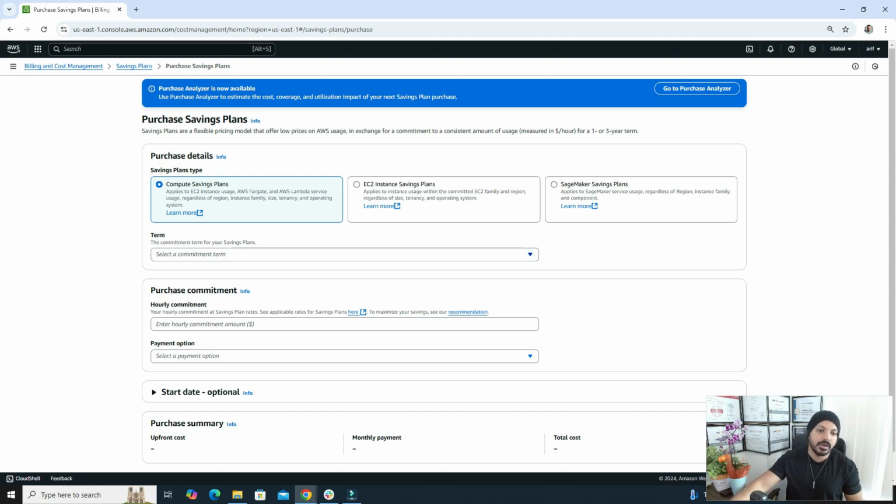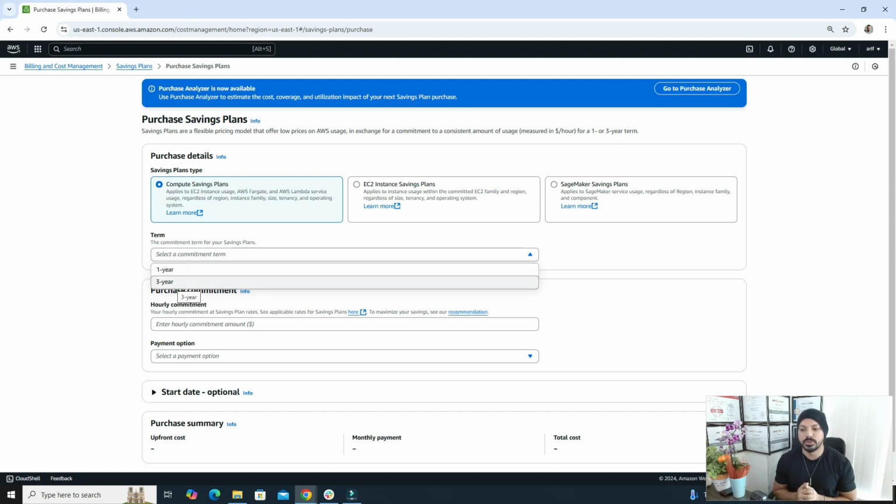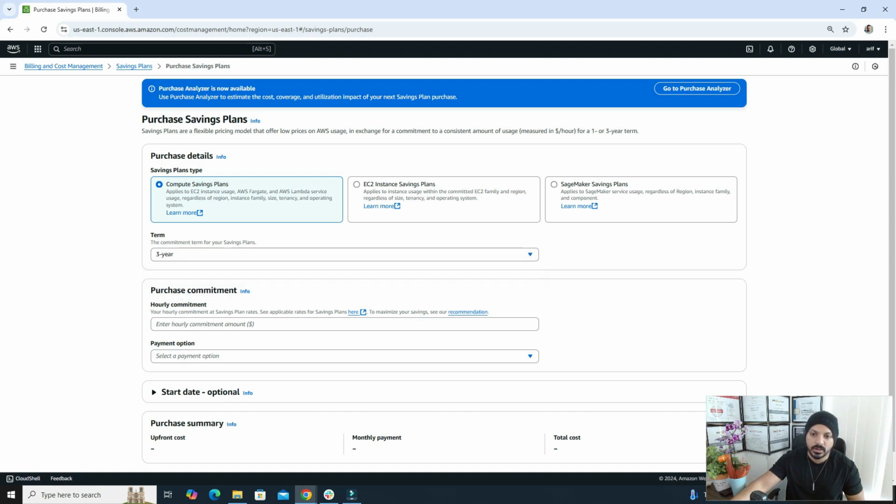After that, we have to select the term of the savings plan, whether the commitment is for 1 year or 3 years. A good question could be which one should we go for? Here there are some things to consider. If we want to get the maximum discount, then we have to go for the longer time frame. If we go for 3 years, we'll get a better discount. But if we are not quite sure whether after 1 year we're going to use those resources, then we can go for a 1 year commitment. So here we can select according to our needs.